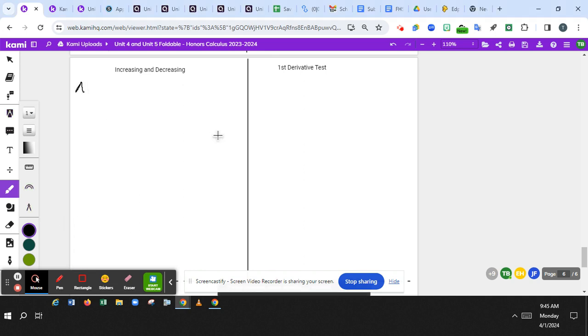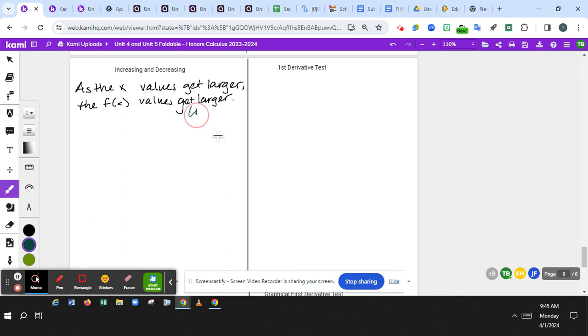So as the x values get larger, the f of x values or the y values also get larger, is increasing. This is the definition of increasing. Okay. And then as the x values get larger, the f of x values get smaller, is the definition of decreasing.